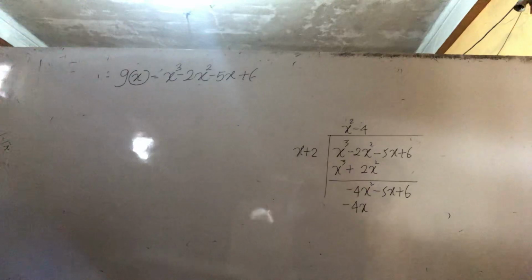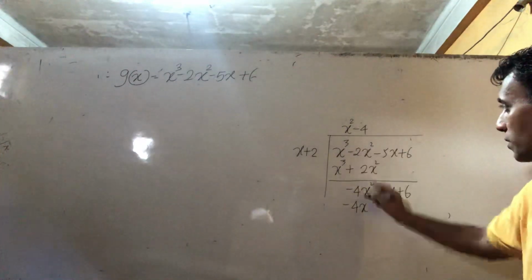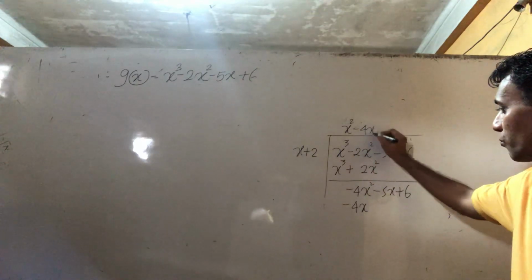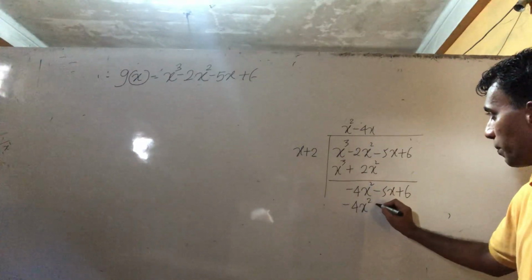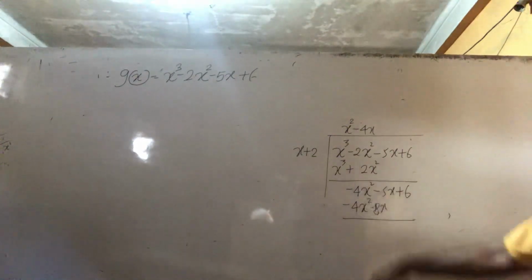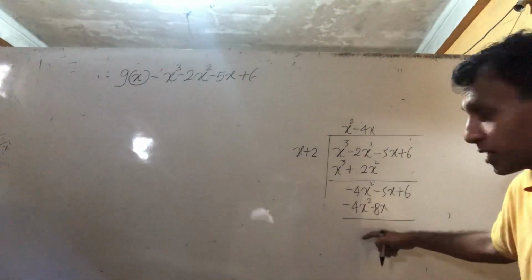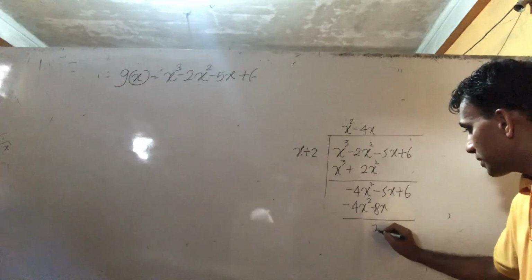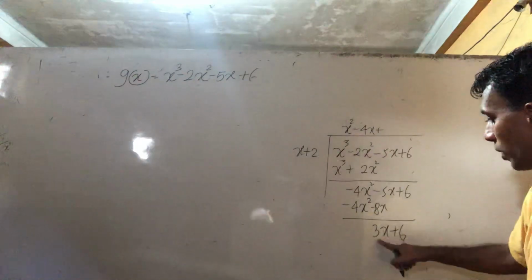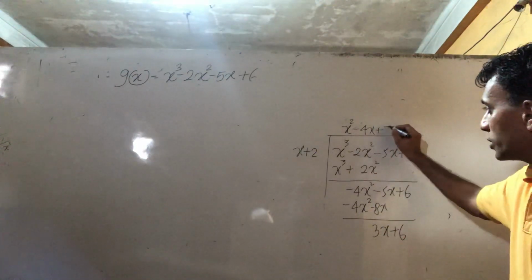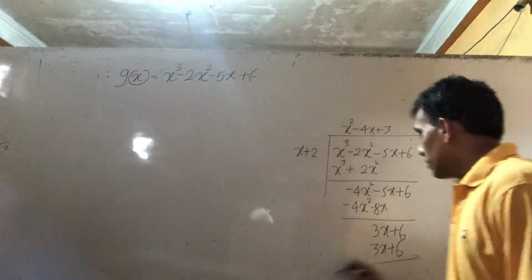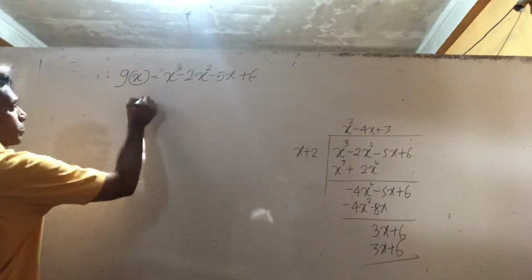Now I put that to equate this, minus 4x. Okay, minus 4x times x plus 2 gives minus 4x square minus 8x. Again subtract: 4x square cancels, right here 3x plus 6. At last, what to equate here? The number 3. Then only 3 times x plus 2 is 3x plus 6. Okay, that's all.